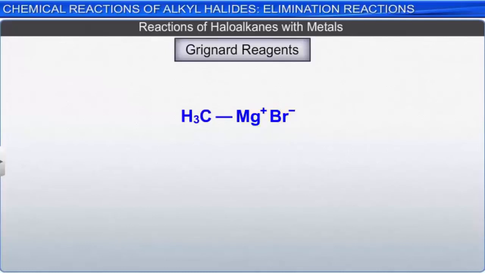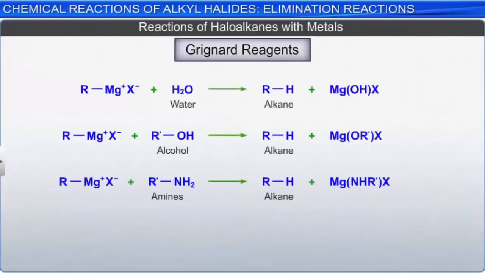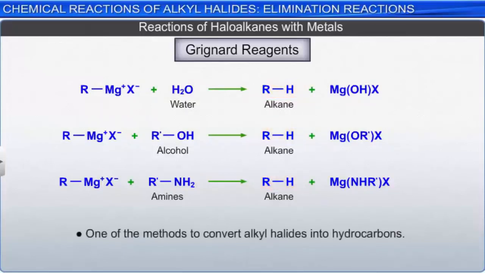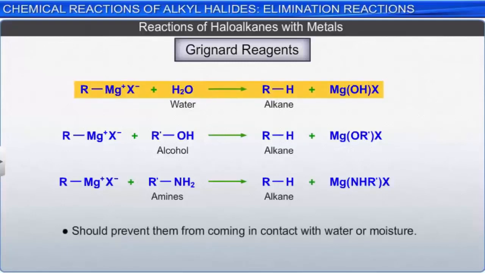Grignard reagents are highly reactive compounds. They react with any source of proton, even with weak proton donors such as water, alcohol or amines, to give hydrocarbons. The reactions of Grignard reagents with water, alcohol and amines to form alkanes are shown here. This is one of the methods to convert alkyl halides into hydrocarbons. Since Grignard reagents readily react with water, it is very important to prevent them from coming in contact with even traces of moisture.